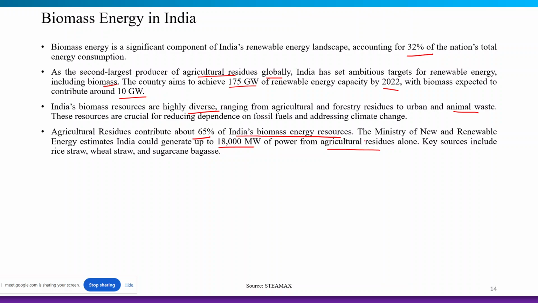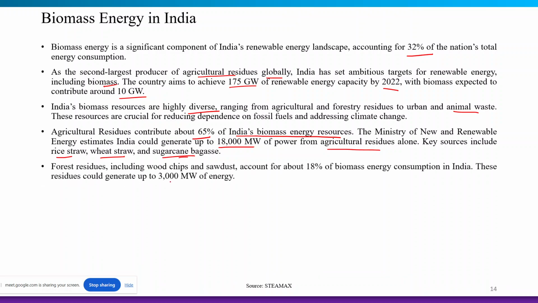Key sources include rice straw, wheat straw, and the sugarcane base. In the sugarcane industry, sugarcane baggages are highly used for power generation. Also this kind of straws, right? After extracting our food sources from these agricultural products, we can use those residues for energy production.